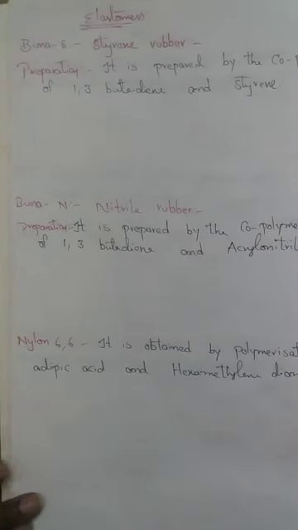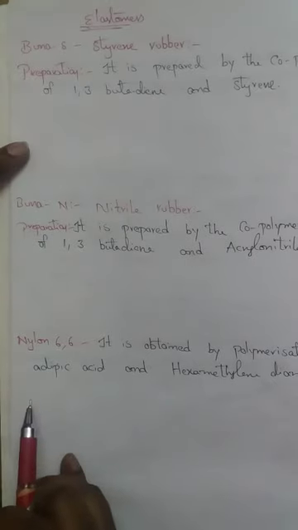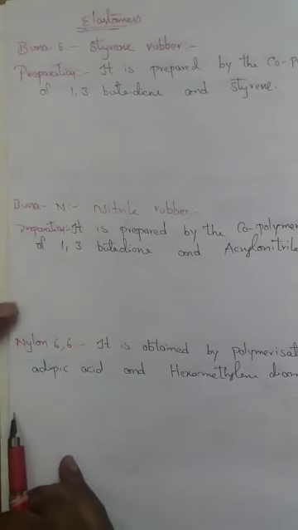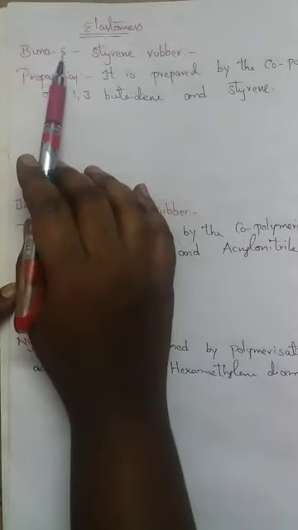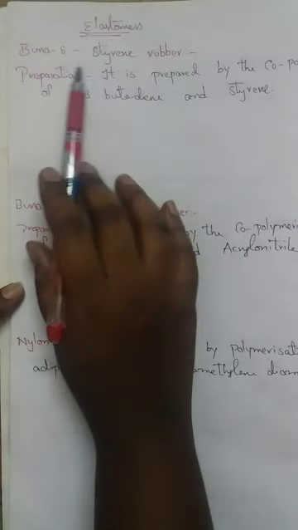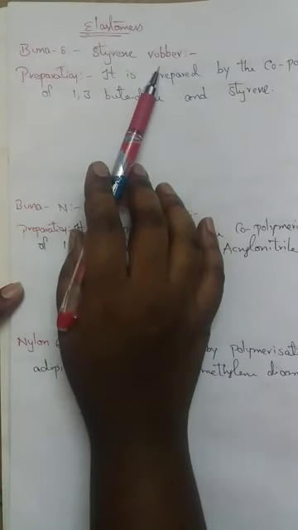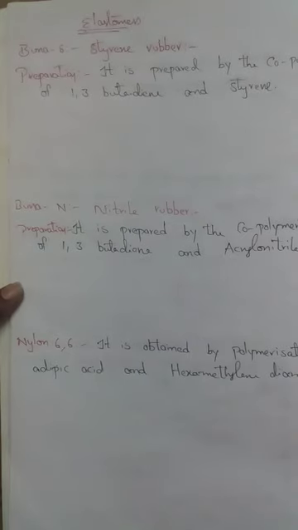Good morning, ma'am. So today we have to know how to prepare the elastomers. The main important elastomers are Buna-S and Buna-N. So Buna-S can also be called styrene rubber. Let's know how to prepare the styrene rubber.